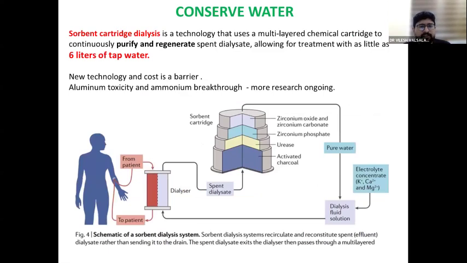Next part is about the sorbent dialysis cartridge in conserving water. There's a new technology coming up, using a sorbent cartridge dialysis. It is a technology that uses a multi-layered chemical cartridge to continuously purify and regenerate spent dialysate, which allows for the treatment with as little as 6 liters of tap water. So where you are using 150, 200 liters of water per patient, here you will be using as low as 6 liters of tap water.